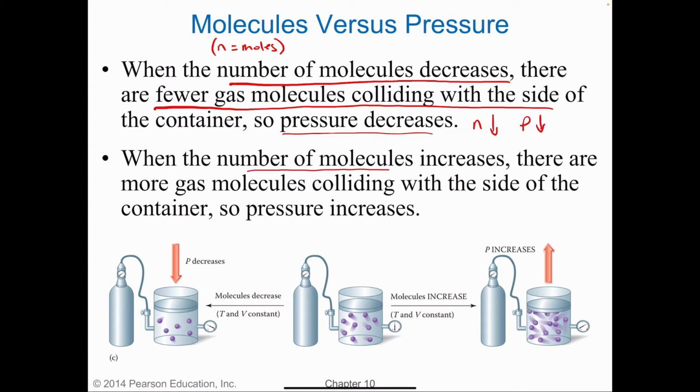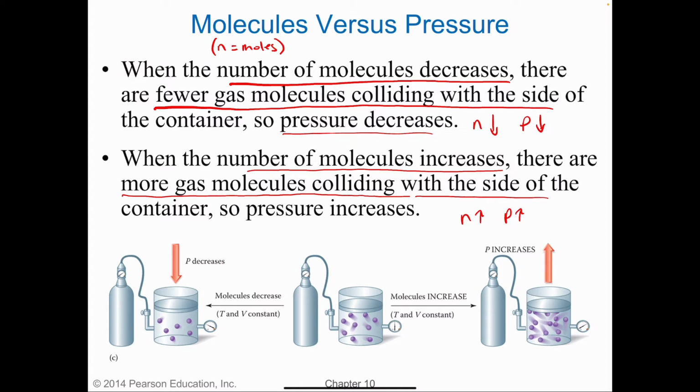And when the number of molecules goes up, now there's more gas molecules bouncing around in there. So they're going to collide with the sides of the container more often. So pressure is going to go up. So as moles of gas goes up, the pressure goes up.